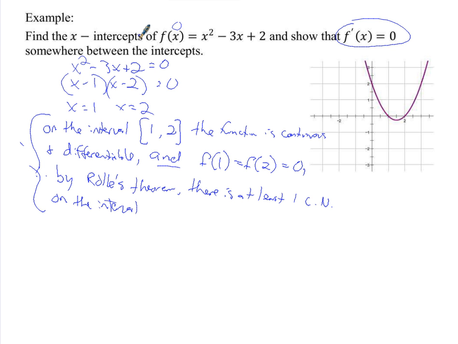So now we can find that critical number. If I take the derivative of f of x, I get f prime of x equals 2x minus 3, set it equal to 0, and you get x equals 3/2. And if I look at my graph, it does look like about 3/2 for that critical number.